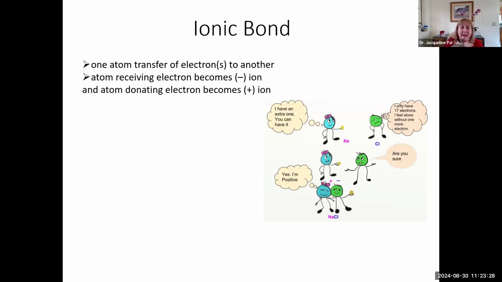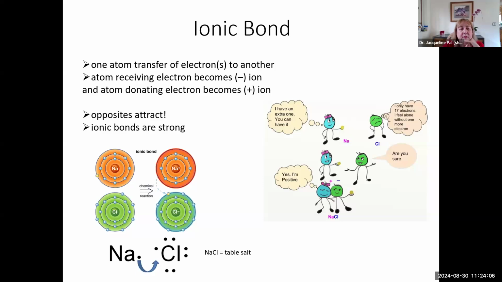That brings us to ionic bonds, because ionic bonds involve ions. One atom is going to transfer electrons to another. The atom receiving the electron becomes a negatively charged ion, or an anion. The atom donating the electron becomes a positively charged ion, or a cation. Those two opposites are going to attract. The cation and the anion fall in love. And ionic bonds are strong.